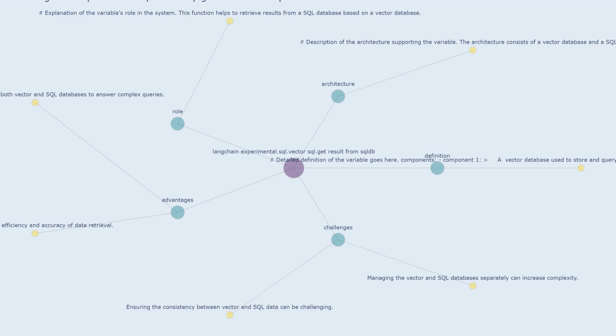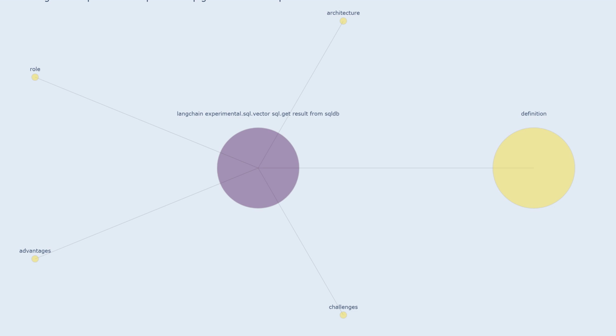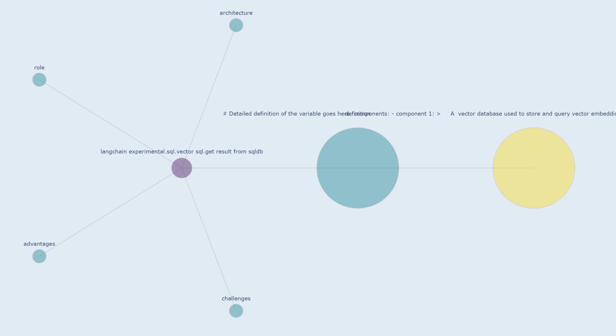langchain_experimental.sql.vector_sql.get_result_from_sqldb. Definition. Detailed definition of the langchain experimental SQL vector SQL get_result_from_sqldb function. This function utilizes a combination of vector and SQL databases to retrieve information from a SQL database based on vector embeddings. Components. Component 1. A vector database used to store and query vector embeddings.